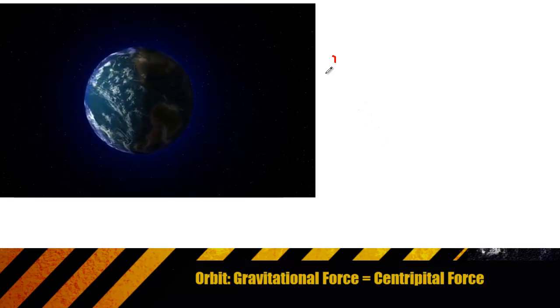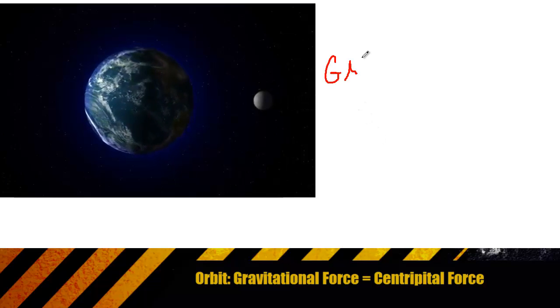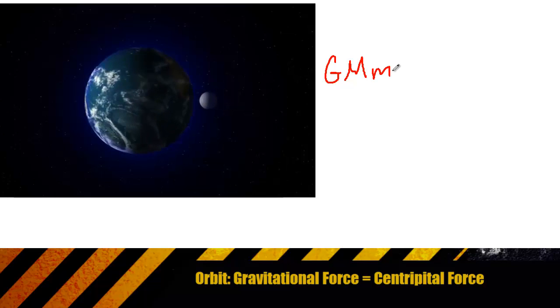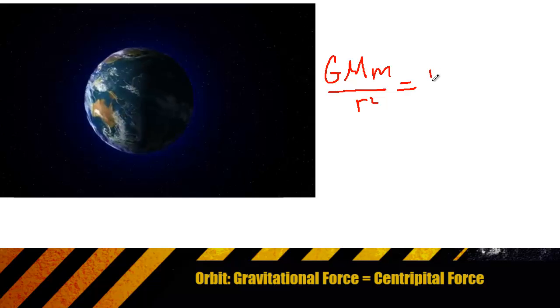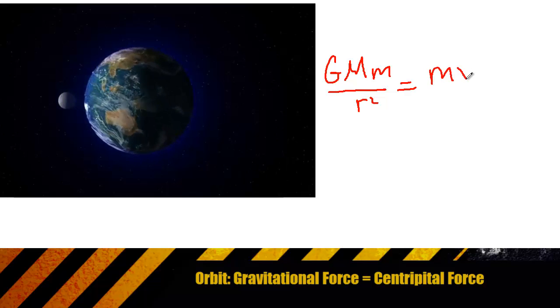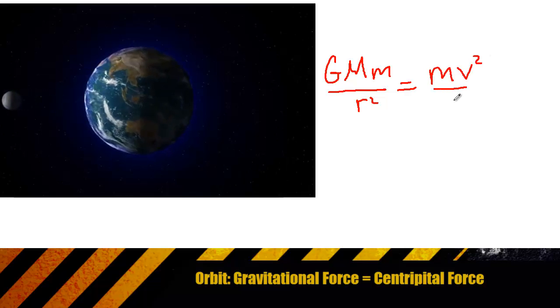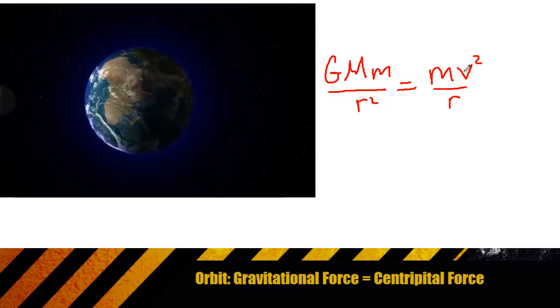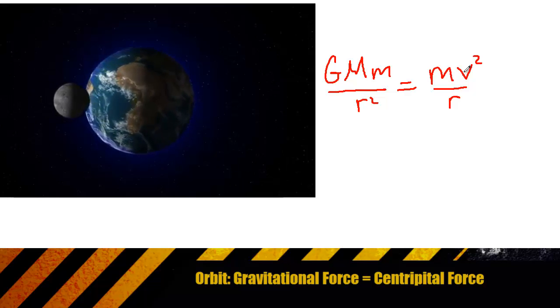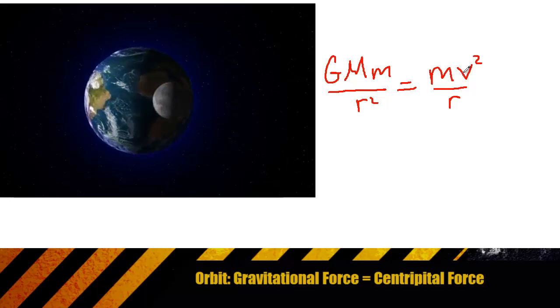In other words, the gravitational constant times the mass of the big object times the mass of the little object divided by the radius squared is equal to the mass of the orbiting object times its velocity squared divided by the radius. In order to maintain an orbit, this equation has to be balanced. The gravitational force has to equal the centripetal force, otherwise you don't have an orbit.